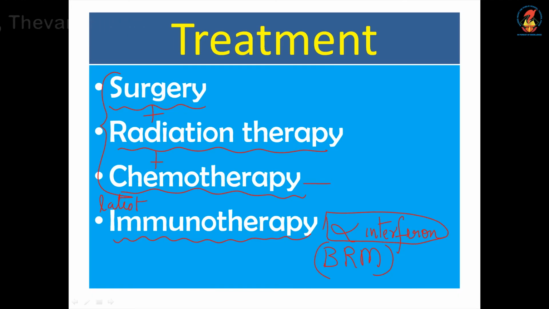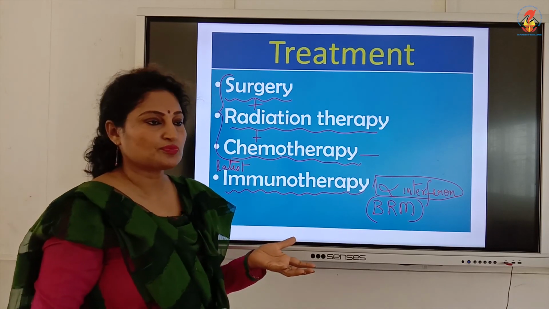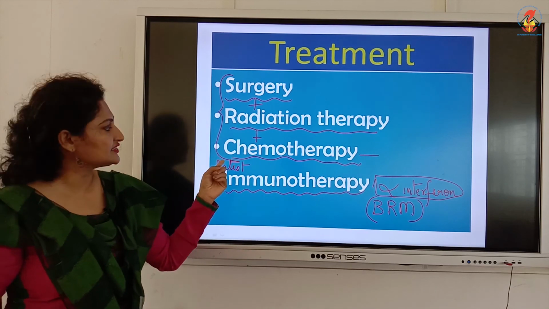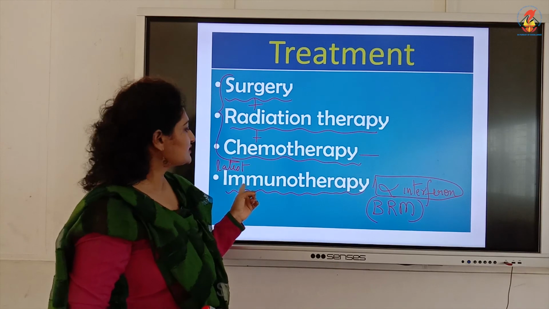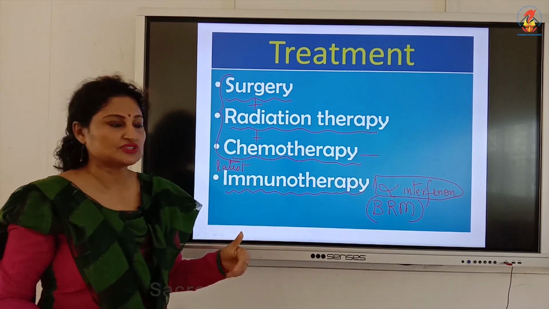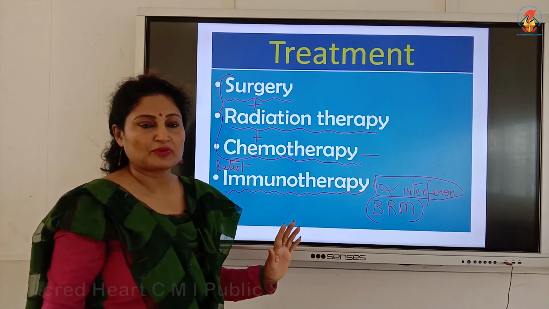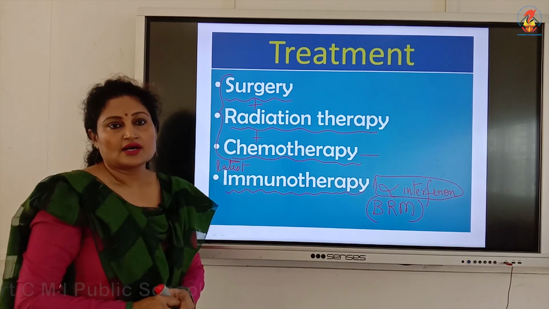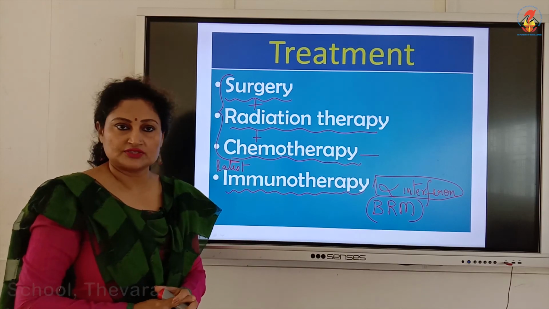So, once again, treatment involves surgery where the cancerous part is removed, radiation where the cancerous part is exposed to radiation and the cells are destroyed, taking care of the cells in the vicinity. Chemotherapy, again drugs to kill the cancerous cells. And immunotherapy, where the patient is administered alpha interferons, which enable the immune system to respond by producing antibodies to destroy the tumor cells. I hope all the topics in this video are clear to you all. Thank you.